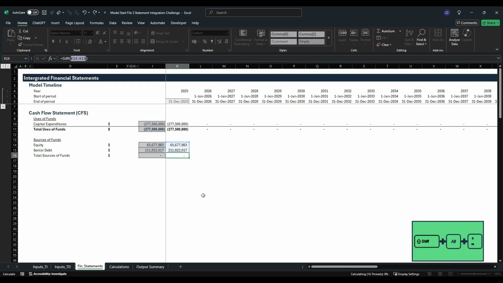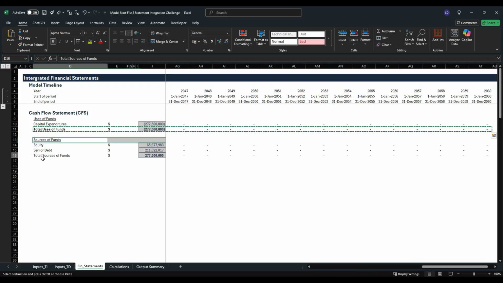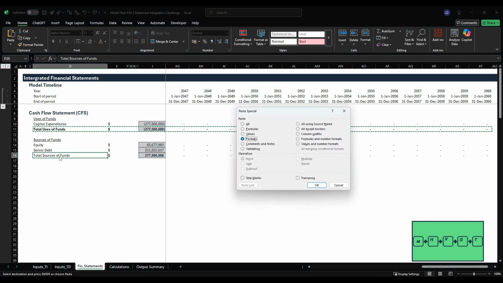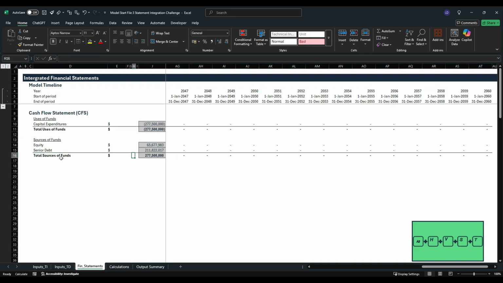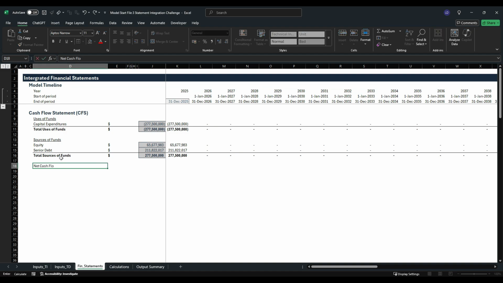And the sum of these 2 rows will give us our total sources of funds. Now let's drag all of this over. And we can pick up the style from this row, copy this, hit Alt-H-V-S-T to paste special formats. And once we have total uses and sources of funds, we can calculate our net cash flow after funding.